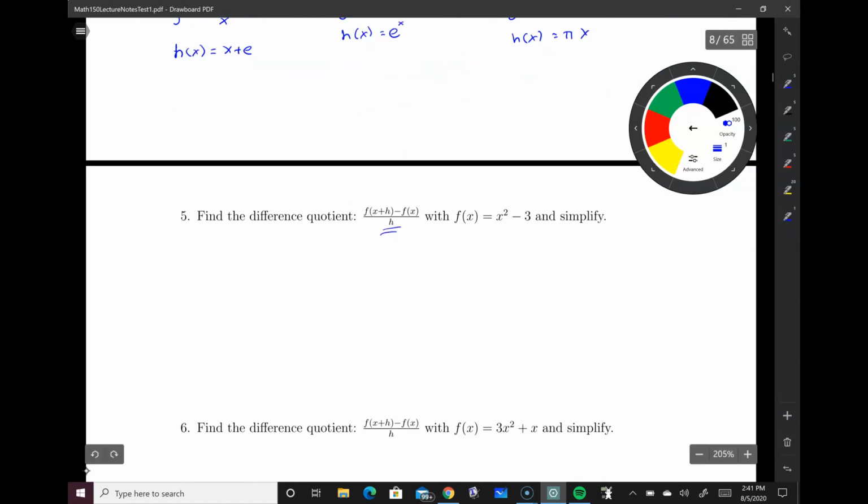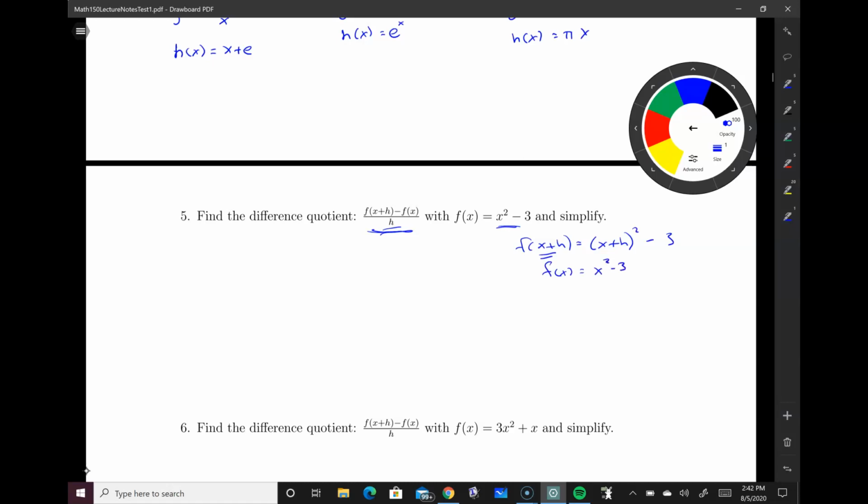So this is called the difference quotient. We'll find out what the meaning of it is shortly, but let's figure out what this simplifies to using this function. So first off, let's just make sure that we're clear on what f of x plus h means. So this says substitute in x plus h everywhere there's an x, correct? And then f of x is just x squared minus 3, right?